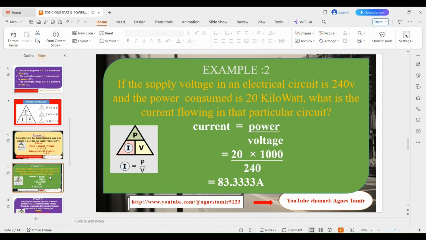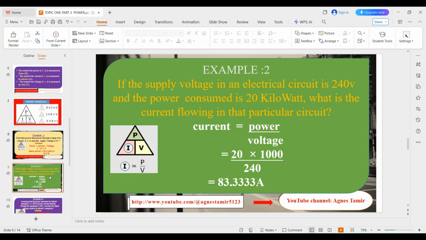Let's look at our example 2. Example 2 says, if the supply voltage in an electrical circuit is 240 volts and the power consumed is 20 kilowatts, what is the current flowing in that particular circuit?